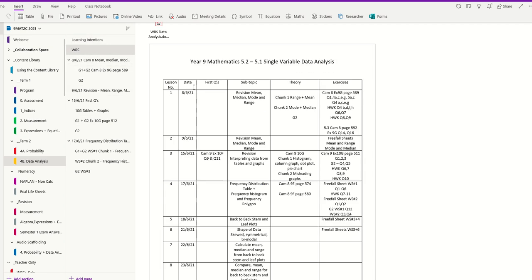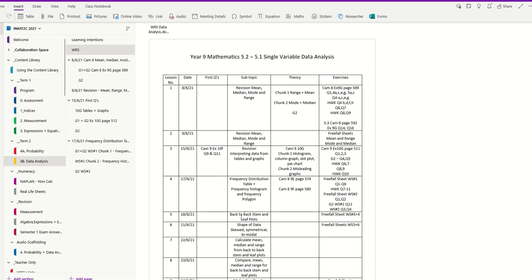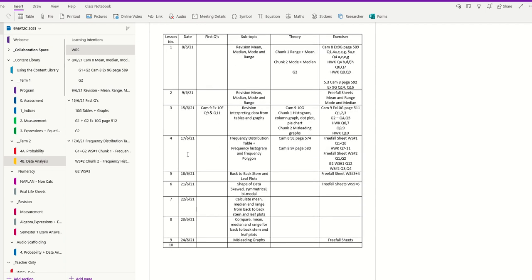On the next tab is a work requirement schedule. So that is everything that we're doing in this topic, or that we will do or have done. So there are the lessons. There are going to be 9 lessons on this one. The dates are going to occur. And these things through here are the things which we do each day. Obviously, I'm going to update that as we go. Okay, let's have a look.